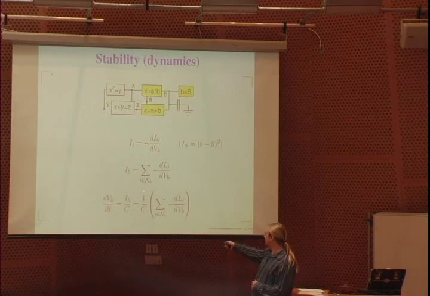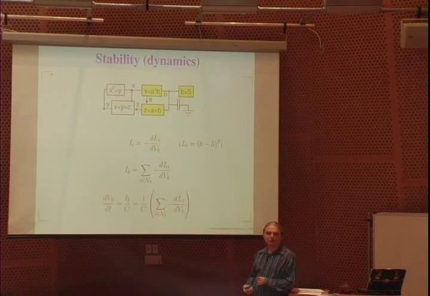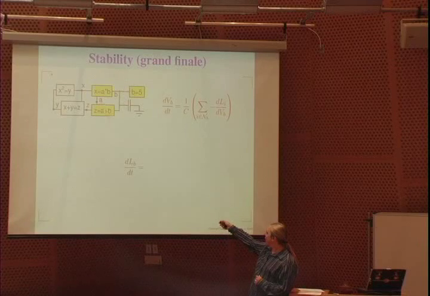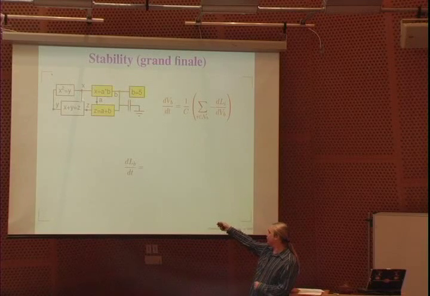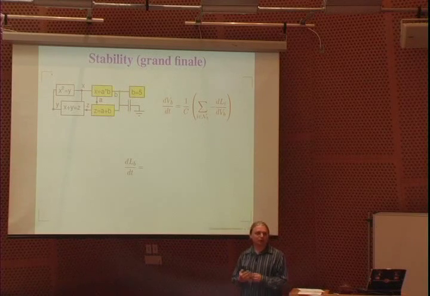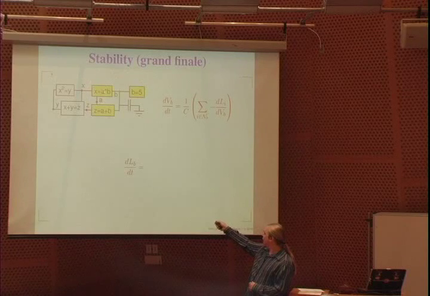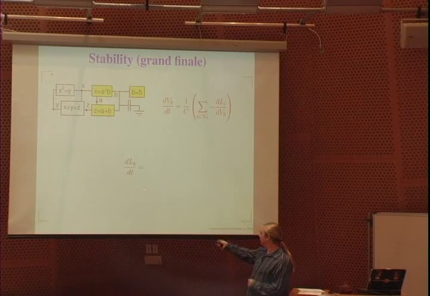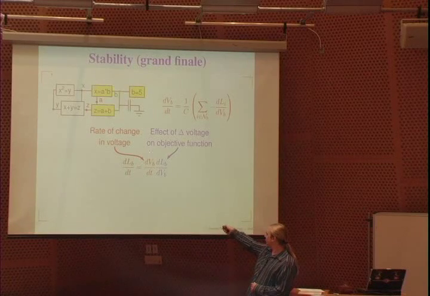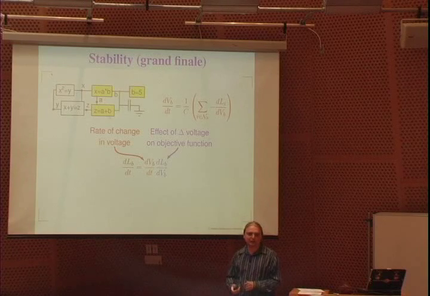So that's 1 over C times the current. Moving on, let's assume for now that X, Z, and A are not changing, and I just want to see how the change on B affects the objective functions around the node B. So dLB/dt is going to be the product of the rate of change in voltage times how that voltage affects the objective function.